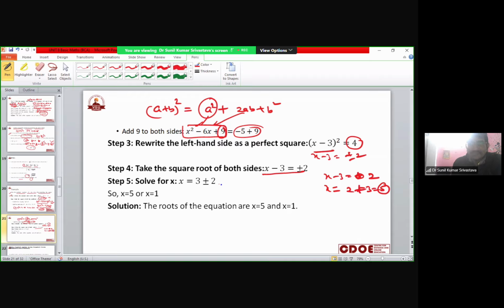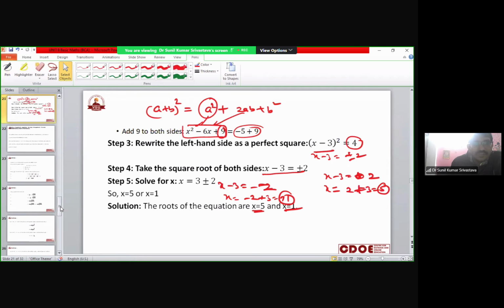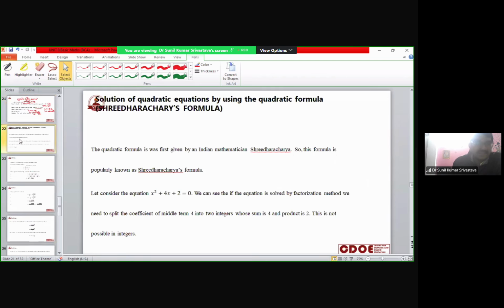Now x minus 3 is equal to minus 2, so x is equal to minus 2 plus 3, that is equal to plus 1. So the answer is x is equal to 5 and x is equal to 1. This is the method and the technique you can apply to find the solution of a quadratic equation by using the completing the square method.